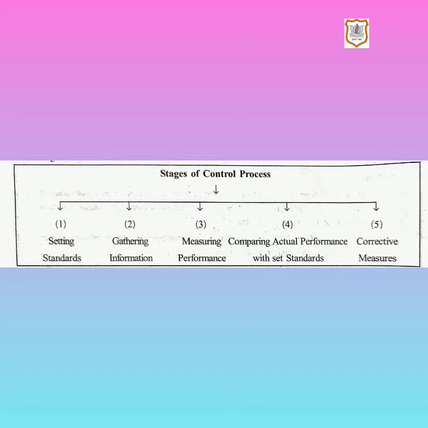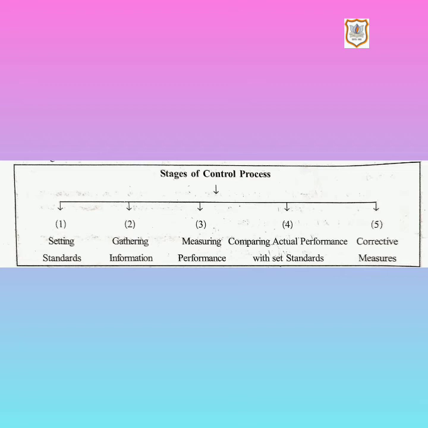Fourth, comparing actual performance with set standards. At this stage, whatever the actual work is being performed is compared with the set standards. From this comparison, it can be known whether the set standards have been achieved or not. And if they are not achieved, steps will be taken to match the standards.